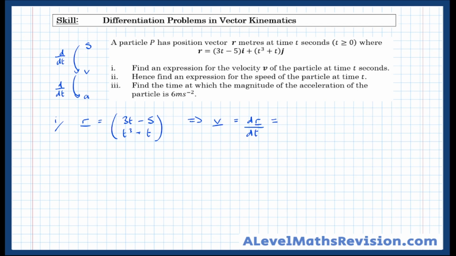And what we simply do is just differentiate each component of the vector. So if we differentiate the top component of the vector, we get 3. And if we differentiate the bottom component, we get 3t squared plus 1, like that. And meters per second. So that there is an expression for the velocity of the particle.